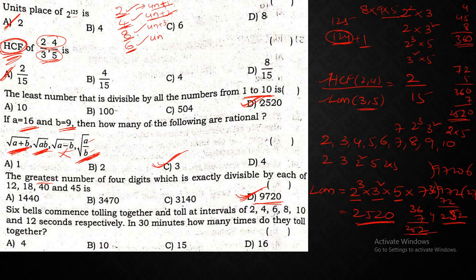So the answer is 9720. Whenever you are asked to find the greatest number which is exactly divisible by, we need to take the LCM. Okay, next moving on to the next question.